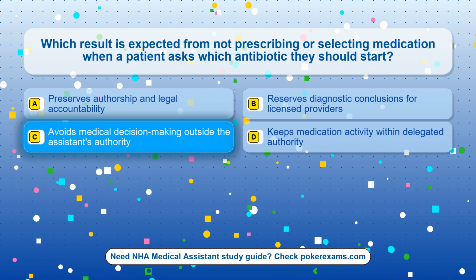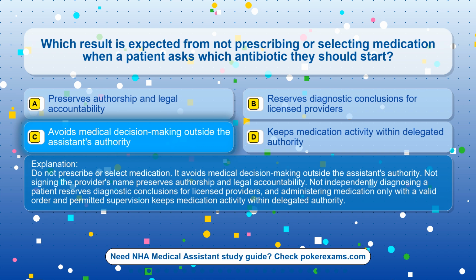The correct answer is option C. Avoids medical decision-making outside the assistant's authority. Do not prescribe or select medication. It avoids medical decision-making outside the assistant's authority. Not signing the provider's name preserves authorship and legal accountability. Not independently diagnosing a patient reserves diagnostic conclusions for licensed providers, and administering medication only with a valid order and permitted supervision keeps medication activity within delegated authority.